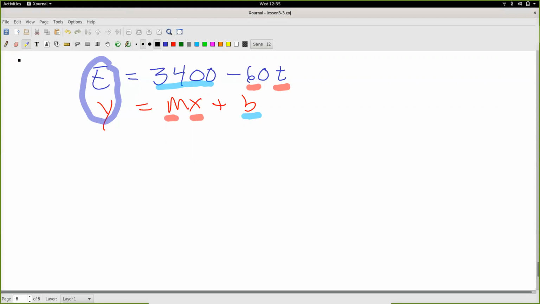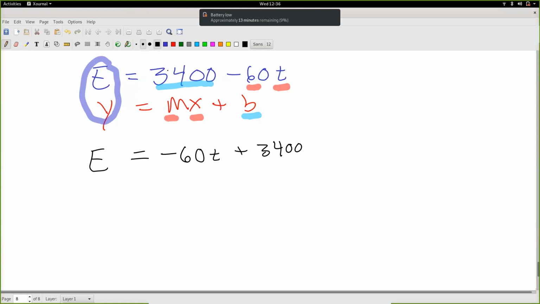I'm going to leave the e out front. That's good. But I'm going to take the 60t and write it first. Now here's a catch. That negative is really attached to the 60, so when I rewrite it, it's got to be negative 60t plus 3,400. And again, that 3,400 is definitely a positive number.